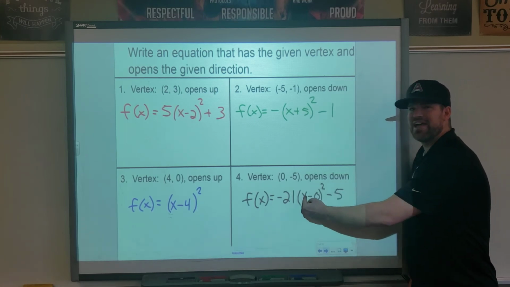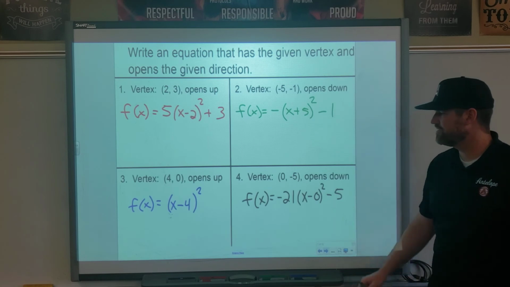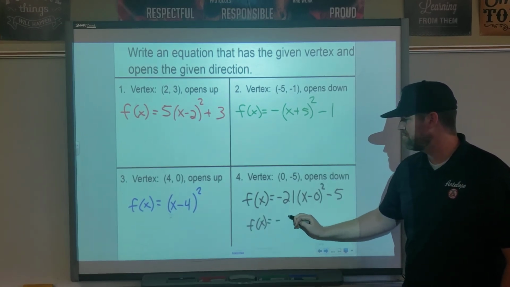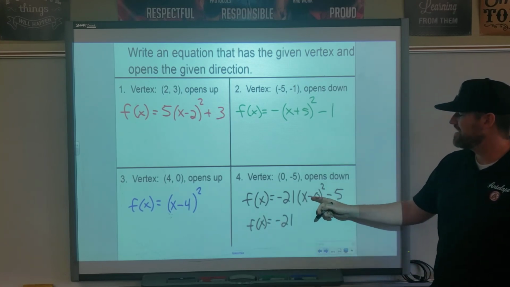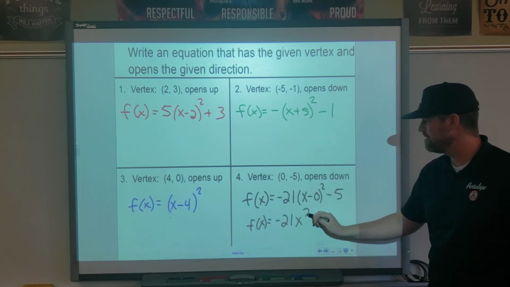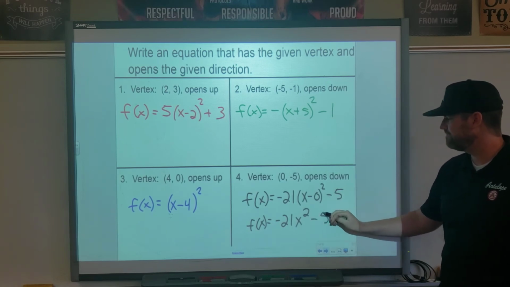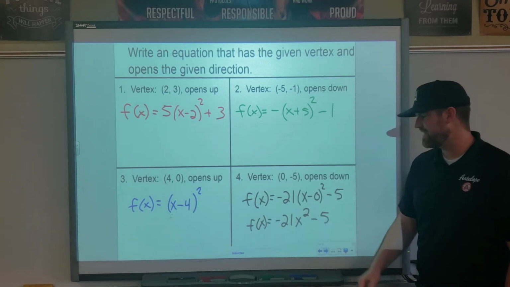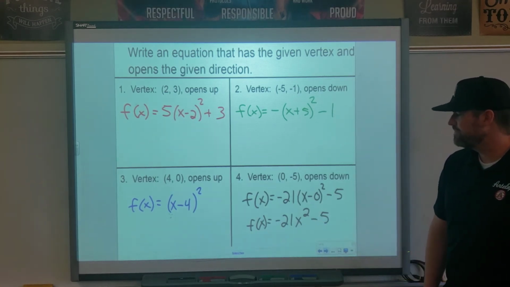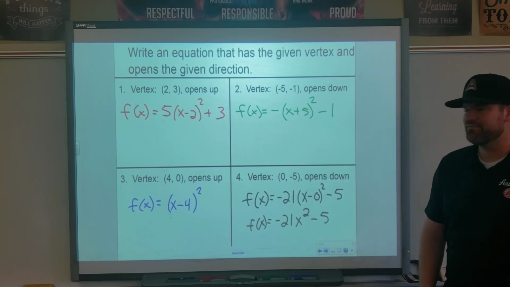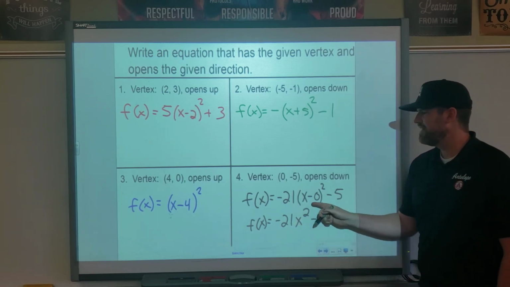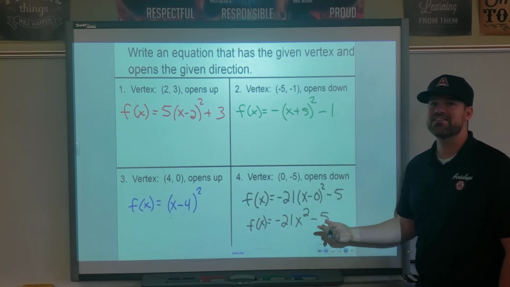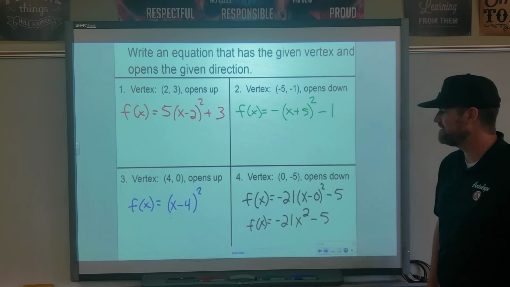Now, we never leave x minus 0, so I'm going to actually simplify this or rewrite it as f of x equals negative 21 x squared, and then minus 5. So again, if there's no parentheses there, that just means the x-coordinate of your vertex is 0, and then your y-coordinate is negative 5. What you might actually recognize, if it's in vertex form and your x is 0, it's actually rewritten in standard form. Crazy. Don't worry about that.